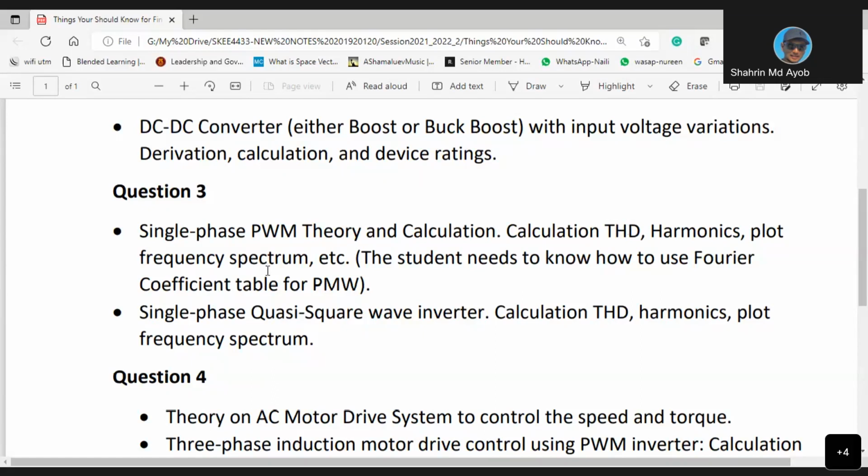Okay, and for the PWM, the student need to know how to use the Fourier coefficient tables, which I have already discussed with you. Kan, ada table tu ada cluster, the values. Okay, you need to know how to read that.